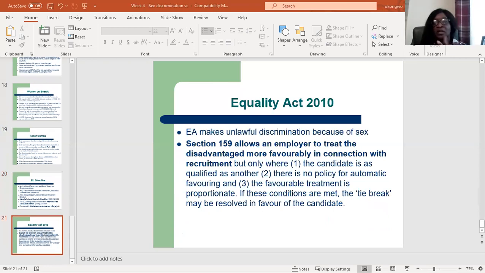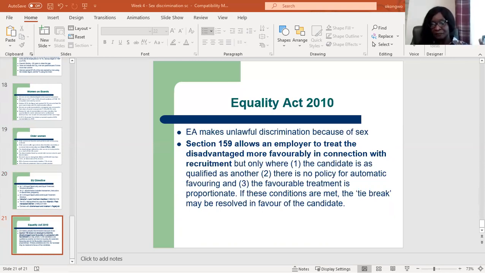All right, so the Equality Act. This makes sex discrimination unlawful. Again, I have already explained this. This slide actually is from the slide that I used for positive action, so please refer to that lecture because I explained that in more detail.